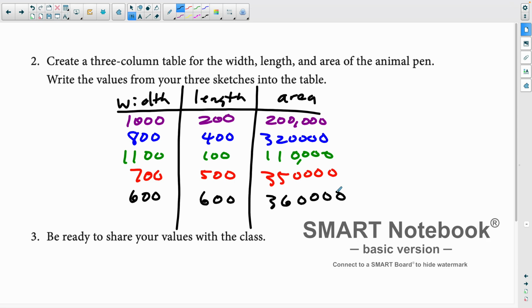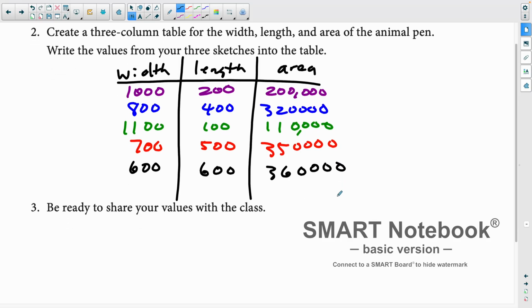Now, we want to write an equation with this. All right? And so it says be ready to share your values with the class. We've kind of already done that. But I'm going to write an equation in that little spot in your notes. Okay? What's the formula that connects all this together? You've already told me once, but what is that formula? Length times width equals area. Somebody said that. So length times width equals my area.